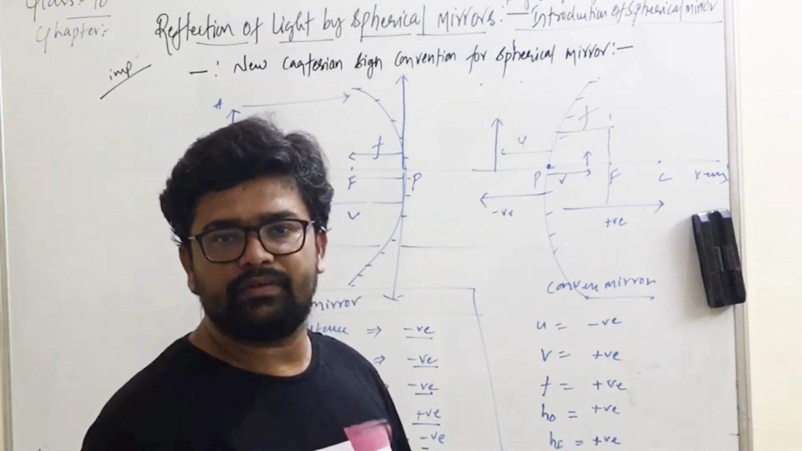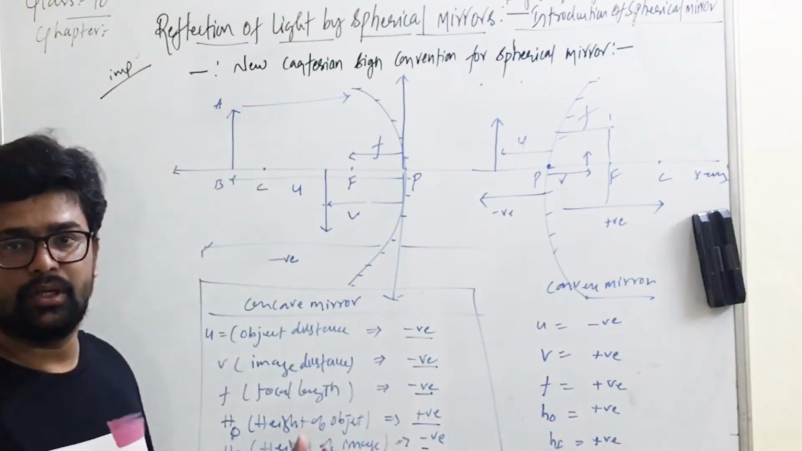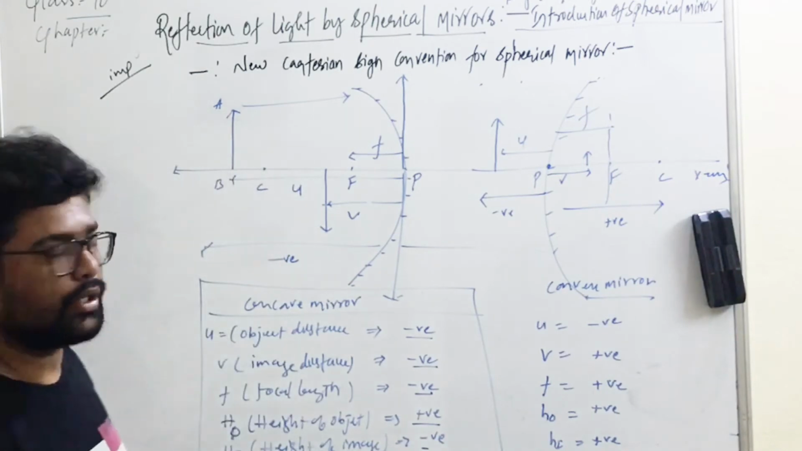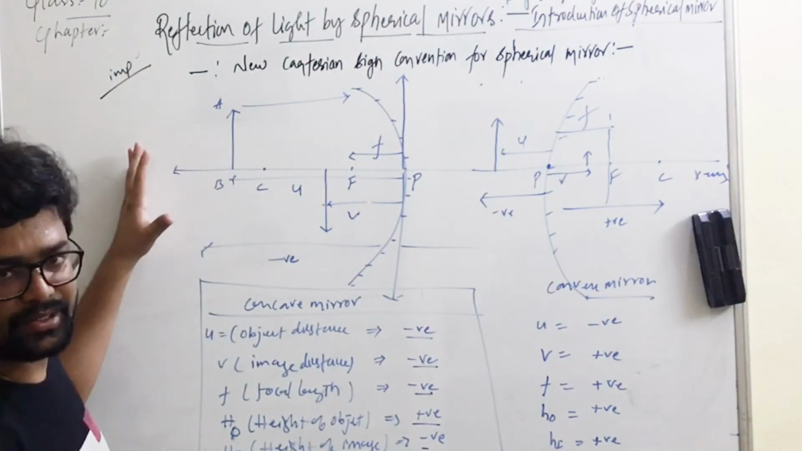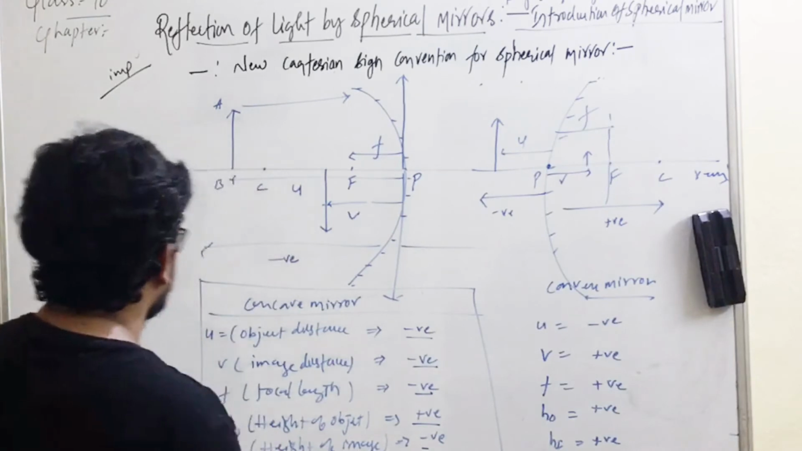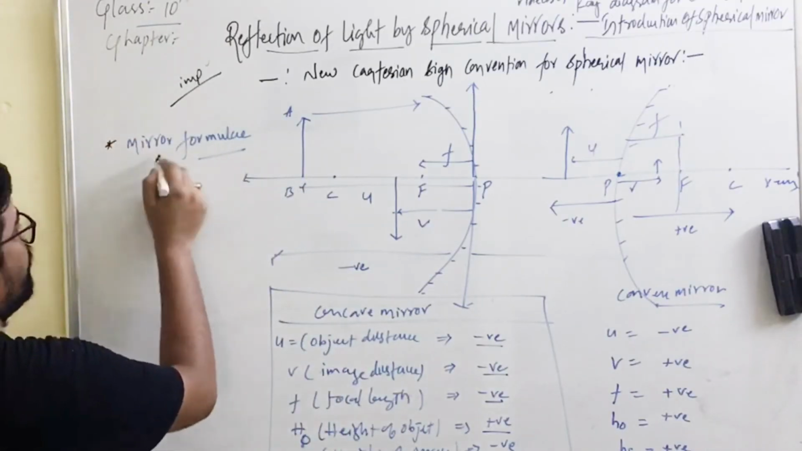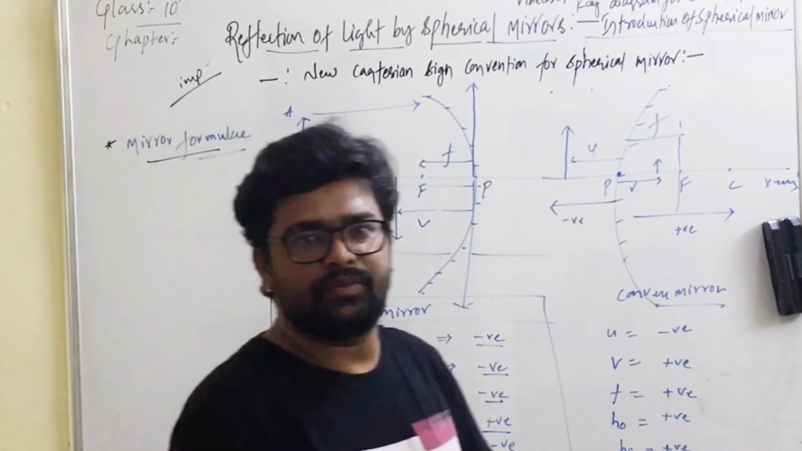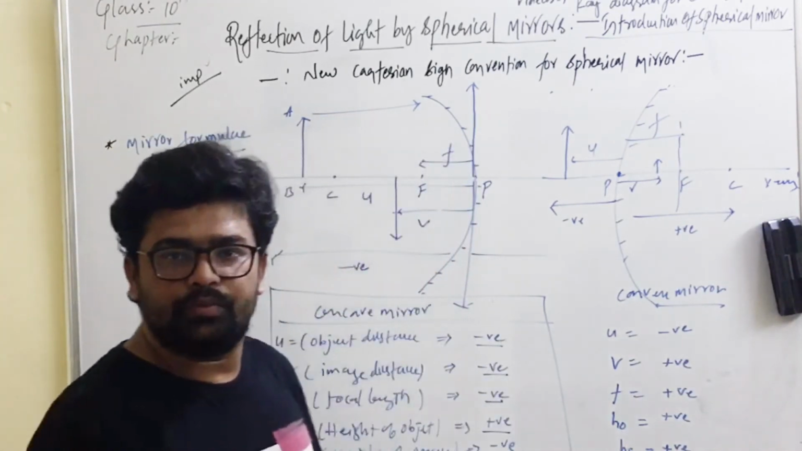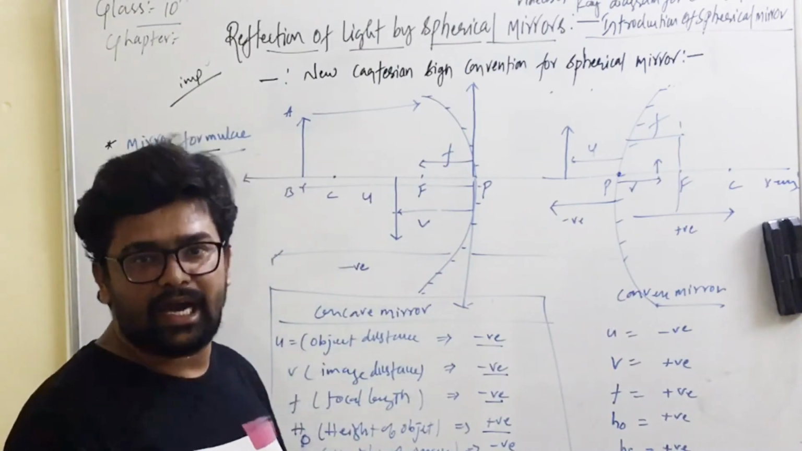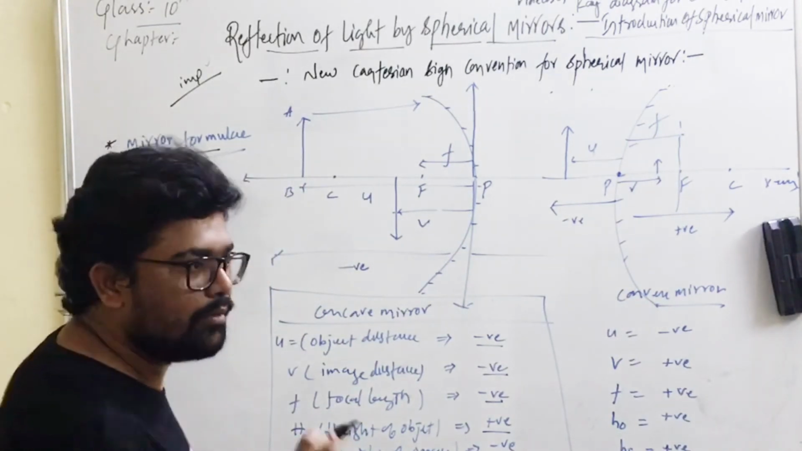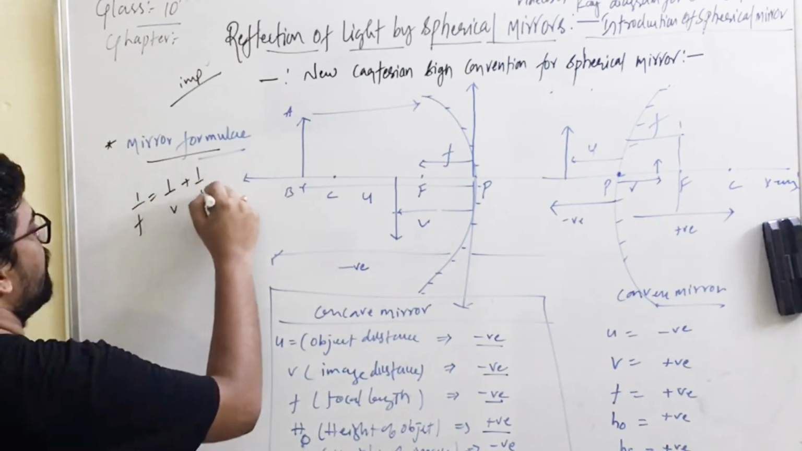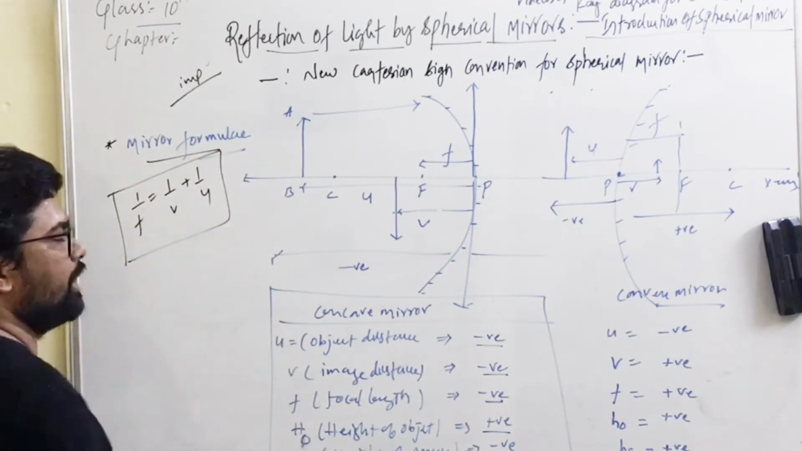Is it clear for everyone? It is one of the very important concepts which is used during solving numerical problems related to spherical mirrors. Now the next very important concept, one more, mirror formula. So what is mirror formula? The relationship between object distance, image distance and focal length is given by a formula called mirror formula. 1 by f is equal to 1 by v plus 1 by u. So it is called mirror formula.